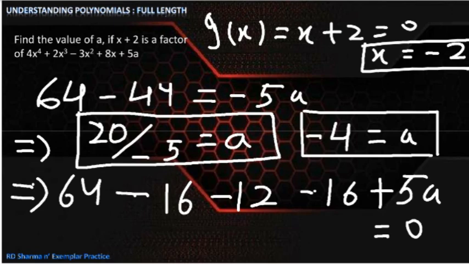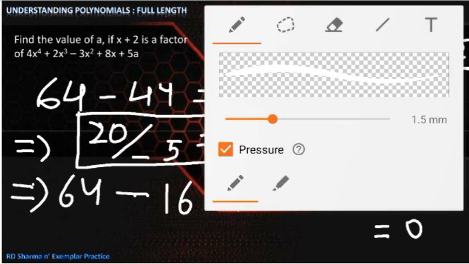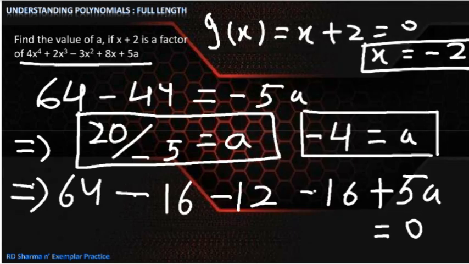Again, this is a similar question. Here g(x) equals x plus 2 and x equals minus 2. As you must recall, we first equate g(x) to 0 and then find the value of x, and here the value of x we have determined is -2, and we substitute the value in place of x in this expression, and ultimately we should get the answer that a equals -4. Try it. Let me know if you are getting a similar answer.